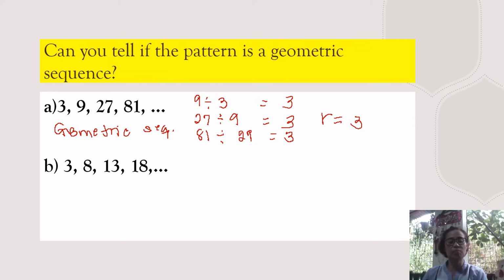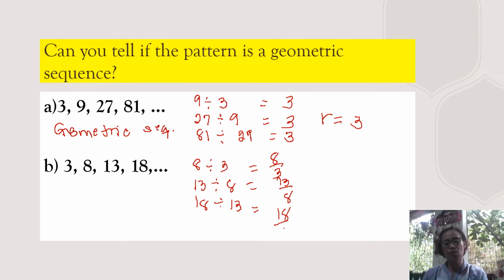Now let's go to letter B. Let's check again: 8 divided by 3, 13 divided by 8, and 18 divided by 13. So 8 divided by 3 is 8 over 3. Then you have 13 over 8, and then you have 18 over 13. There is no common ratio here. Our ratio is not the same. Therefore, this is not a geometric sequence.